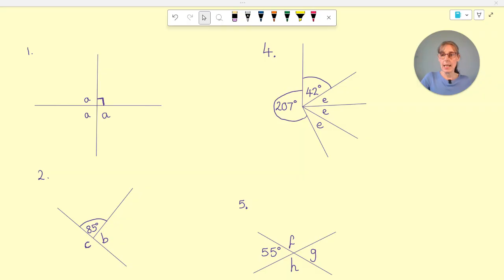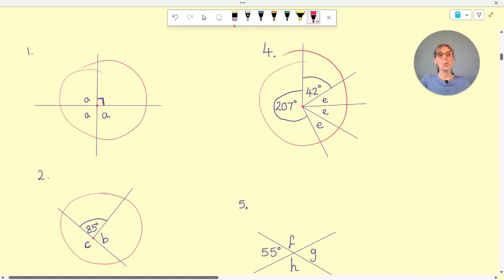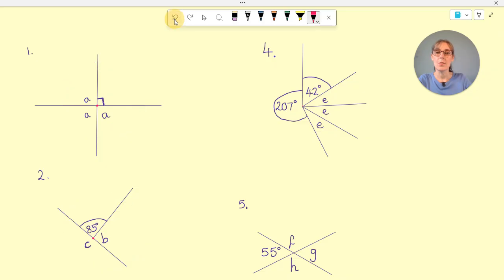Let's look at the next one, which is angles around a point. So this means angles around a point that might be in the middle of a circle. If I think of just sketching a circle, can you see that that's sort of encompassing that shape, those shapes, albeit not very well.